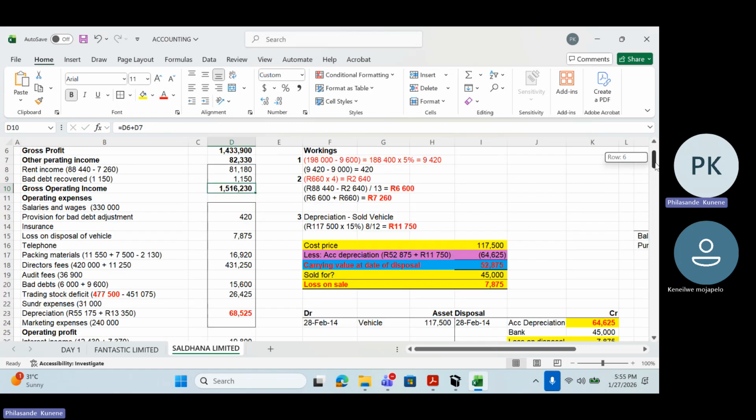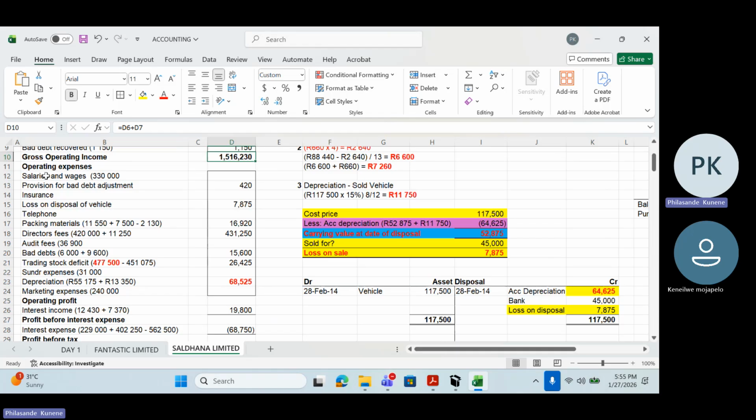And then when it comes to our expenses, let's see, salaries and wages, 330,000. This has to come as it is, né? There was no transaction that affected salaries and wages. Insurance, we didn't have insurance. I'll remove this. Loss on disposal of vehicle. Telephone, we didn't have telephone. I'll remove that one as well.